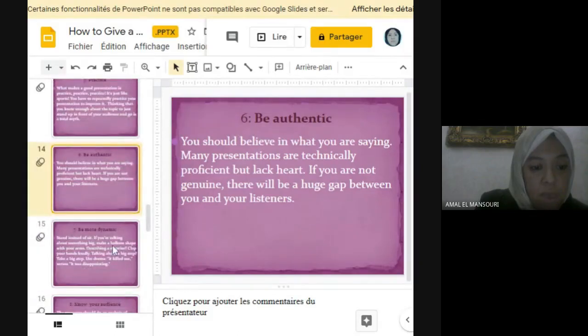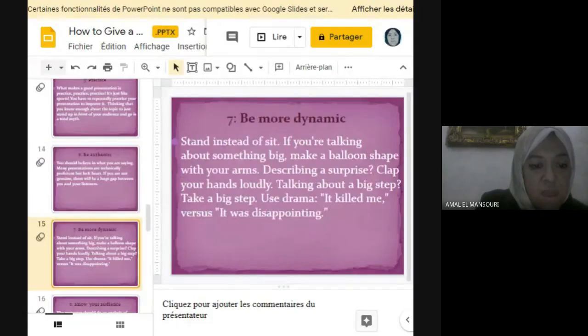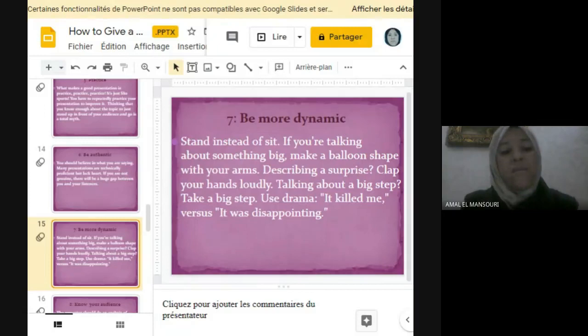Now, let's move to number 7. You have to be more dynamic. So stand instead of sit. If you are talking about something big, make a balloon shape with your arms. Describing a surprise, clap your hands loudly. Talking about a big step, take a big step. Use drama: "It killed me" versus "it was disappointing."